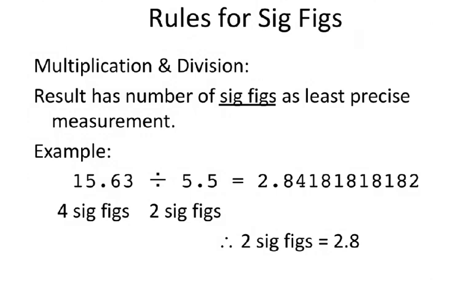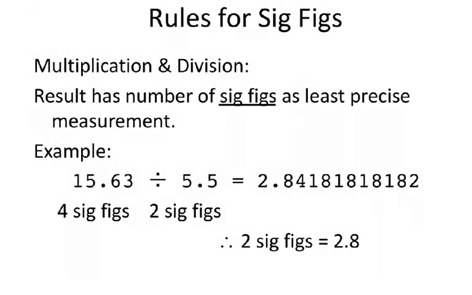According to the multiplication and division rule, you either multiply or divide like you normally do, and then at the end, when it's time to round according to significant figures, you're going to round according to which measurement has the least number of significant digits. Let me show you an example.